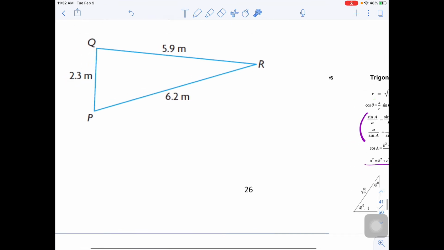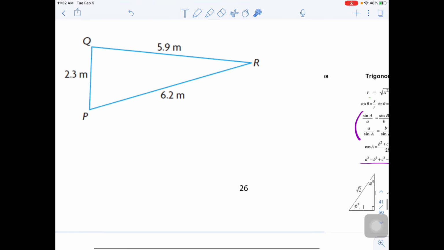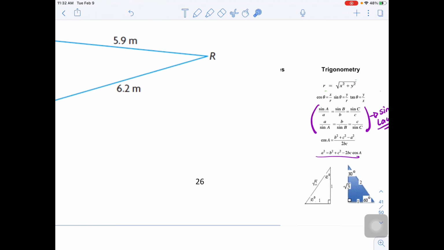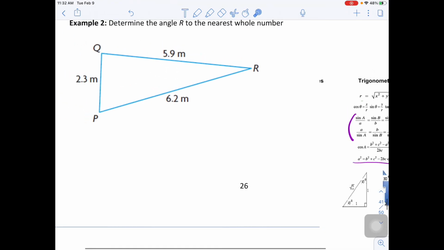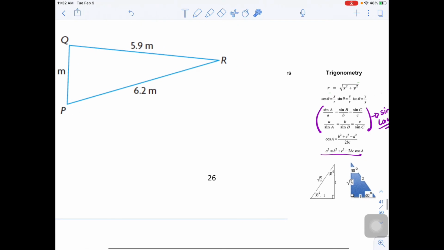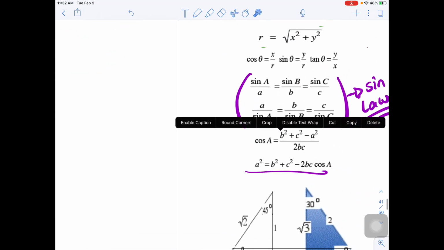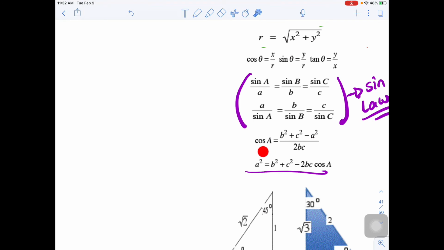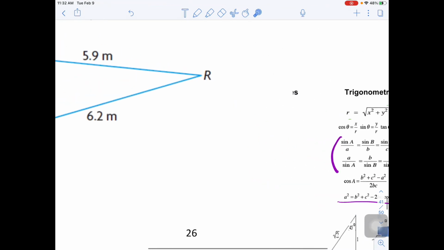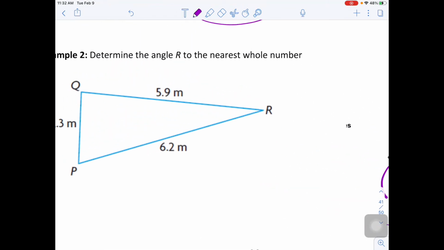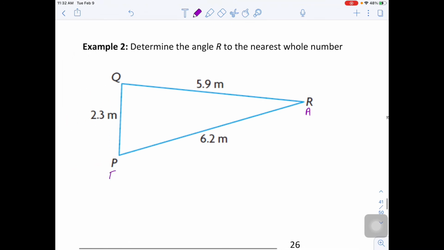Recognize here that we have not been given our labels as A, B, C. So what I'm going to do is label this as triangle A, B, and C. Recognize that this is solving for cos A. So I'm going to make the angle I'm looking for, which is R, that A. I'm going to notate this as A, and it doesn't really matter what you notate the other ones.